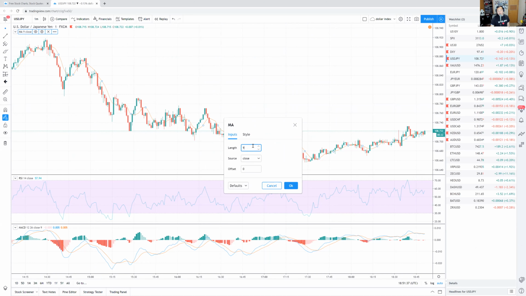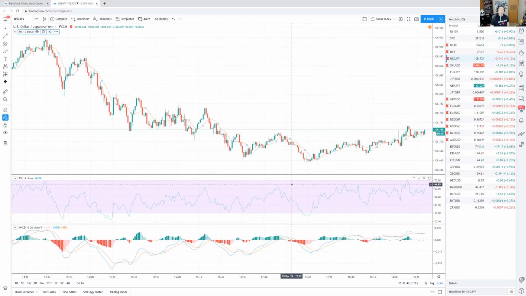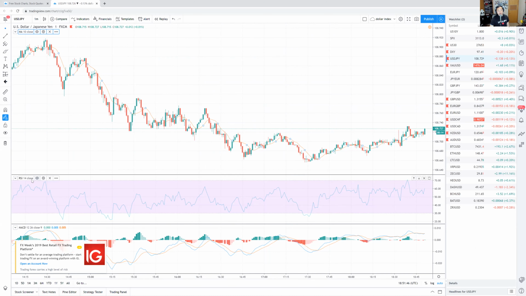I apologize, guys. Let's put the 10-day here: 10-day simple moving average, which is the SMA. RSI 14-day close, which is default. 12, 26, 9 close on the MACD. So there's all default here.